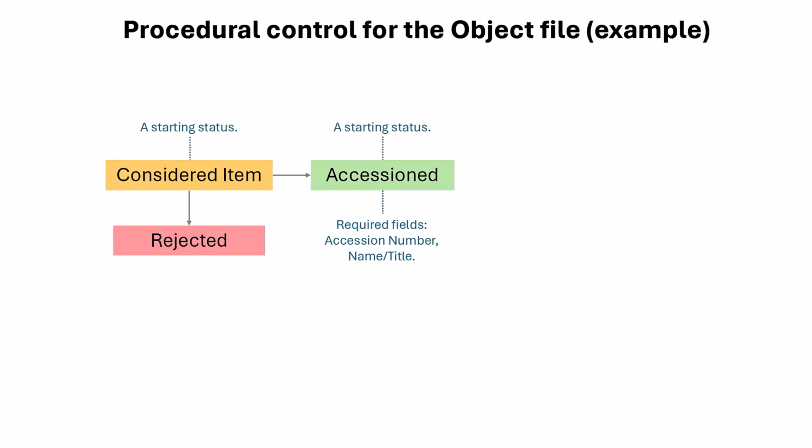We also have some required fields in order to save a record with this status: accession number and name title. From there, an accessioned record can become deaccessioned.